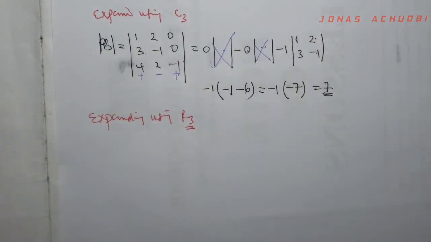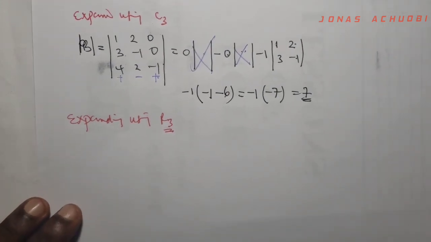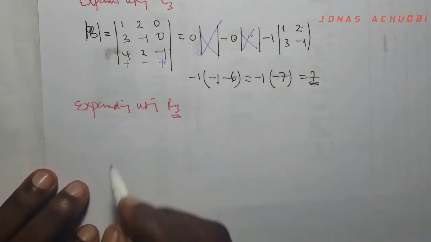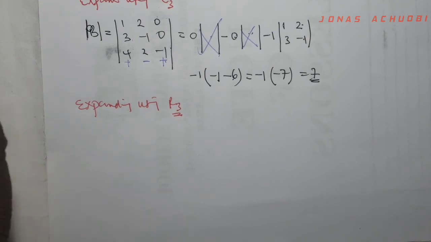If you have a large matrix that has zeros in some rows and some columns, with this method or this pattern, you can easily find the determinant of a very large matrix. Okay, so having said that, let's go.